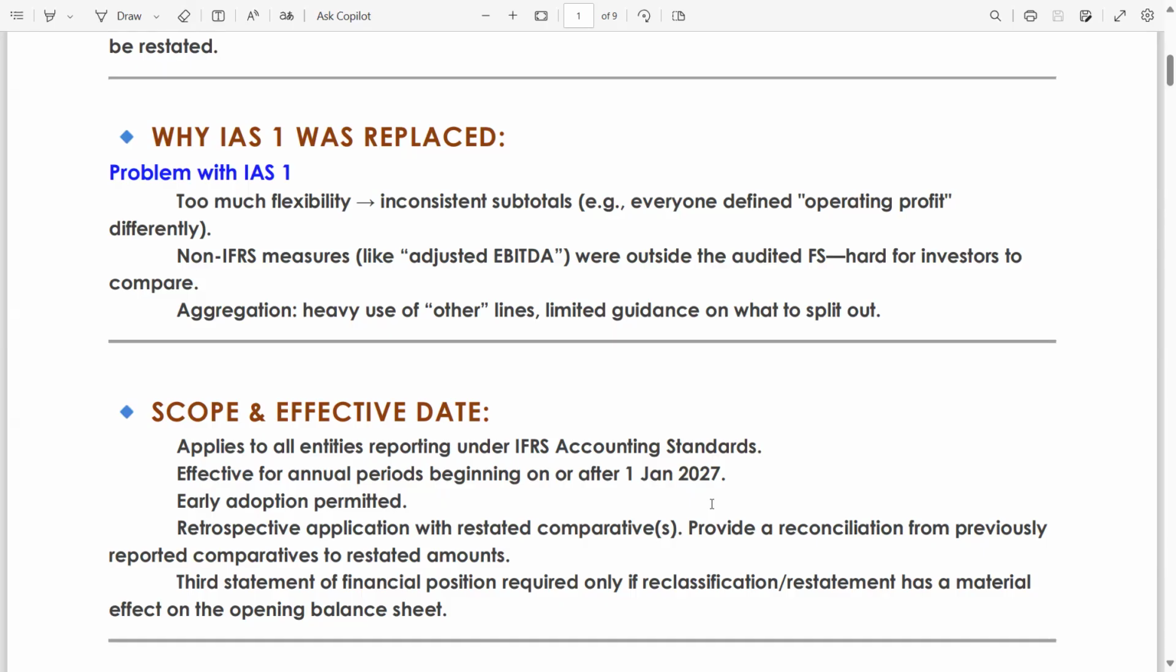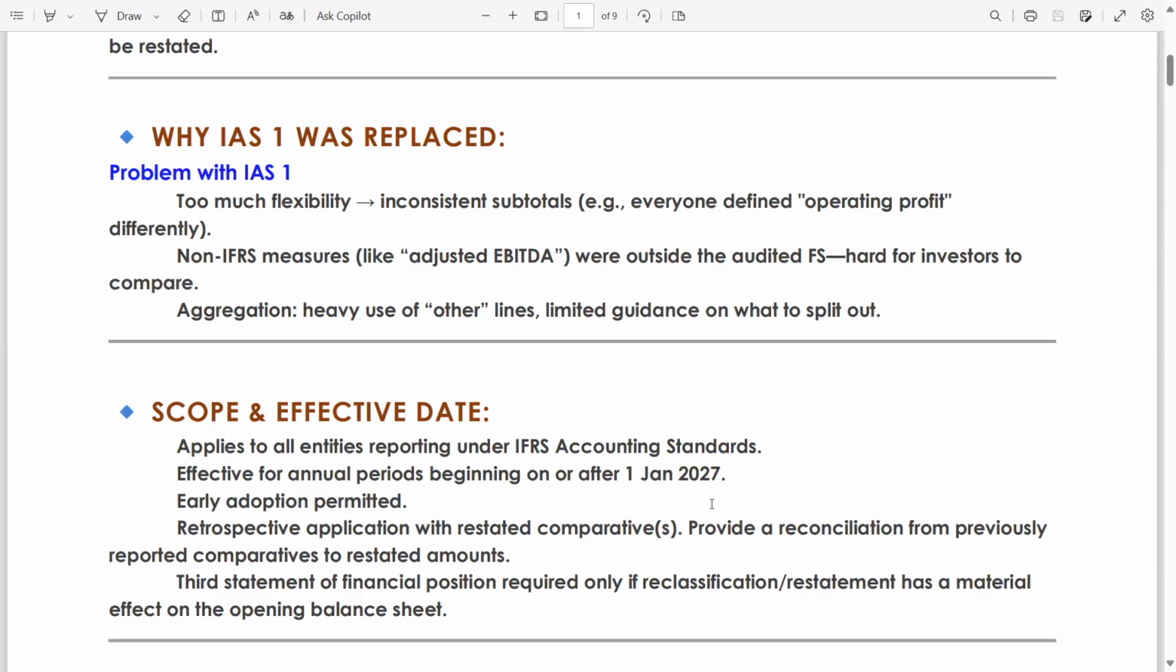Now we have scope and effective date. It applies to all entities reporting under IFRS accounting standards. Effective for annual periods beginning on or after 1st January 2027. Early adoption is permitted. Retrospective means prior year comparatives.